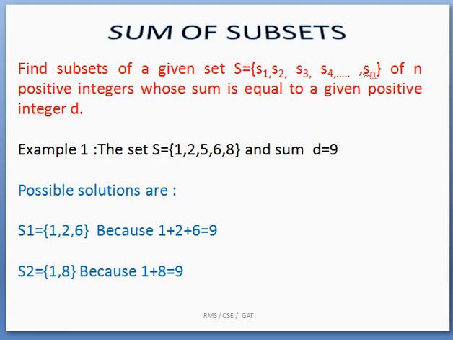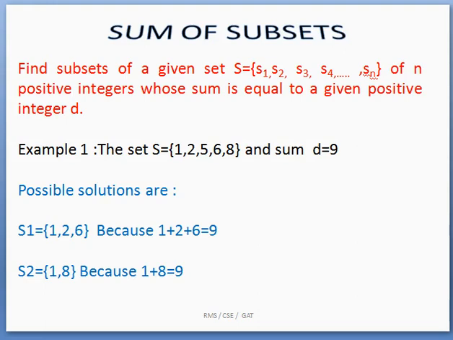Now in the subset problem they have given a set of n numbers and a sum d of some positive integer is given. Now from the given set we need to find all possible subsets such that the sum of elements of those subsets must be equal to the given sum. For example, in example 1 I have a set S which contains the elements 1, 2, 5, 6, 8 and the required sum d is 9.